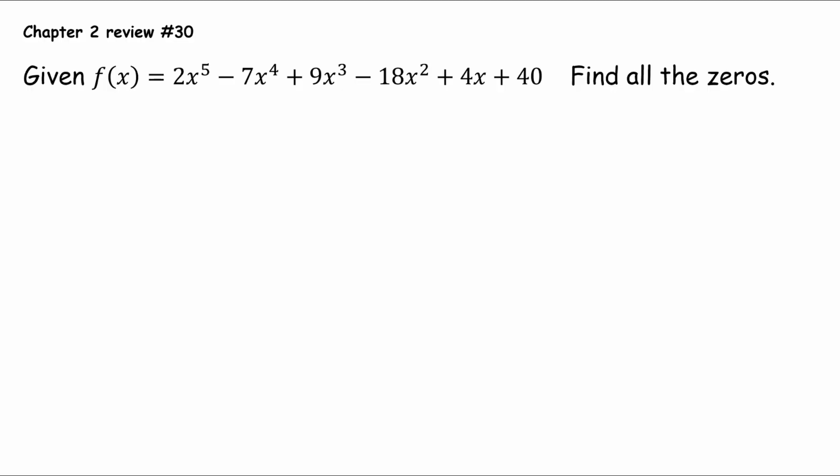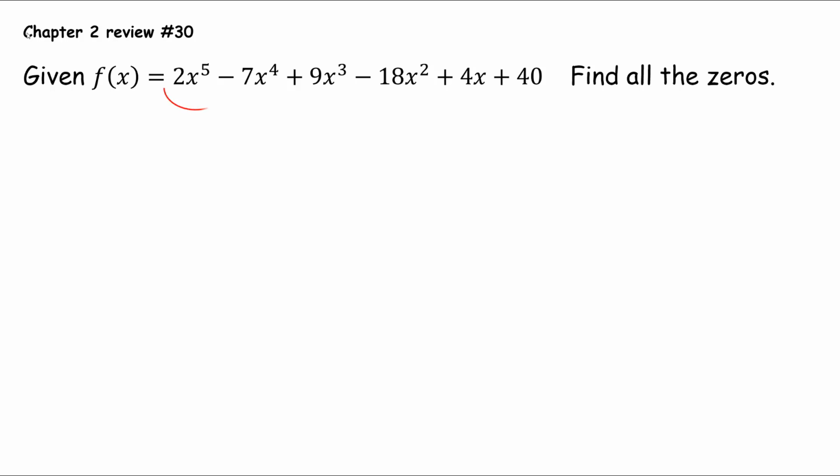Okay, so I want to run through number 30 in the chapter 2 review because this is a good polynomial equation to find the zeros for because it involves all the things like Descartes' rule of signs and upper and lower bound theorem and those things. So I thought it'd be good to run through it real quick. So we have f of x is this fifth degree polynomial, and we want to find the zeros. We want to find the values of x that make it zero.